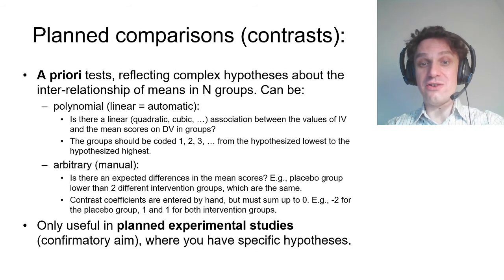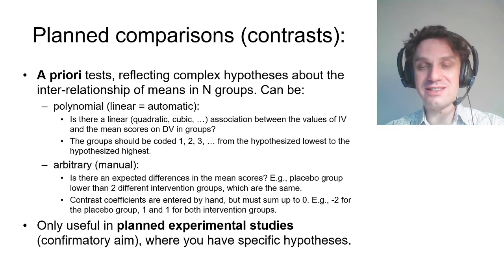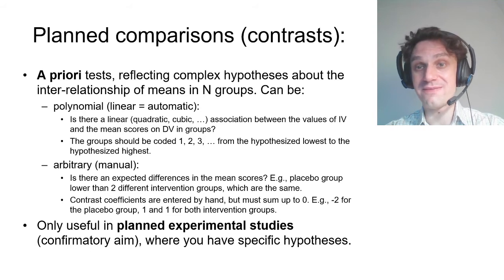When we apply ANOVA, there are several types of hypotheses that we can make. The first type of hypothesis is called planned contrast.